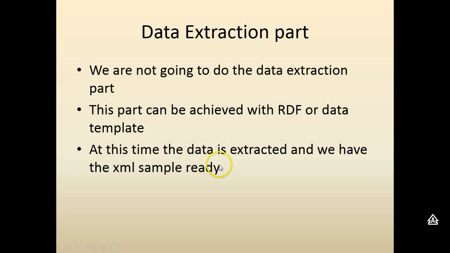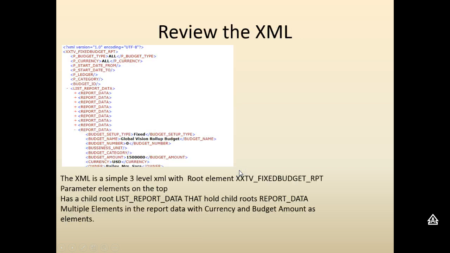At this point, we have the XML sample ready. Let's review the XML. It's a simple XML. It has a root element, the main header root and a child root, and there's a child root called root data or report data that stores the elements. The element has currency and budget amount, which we are more interested in.